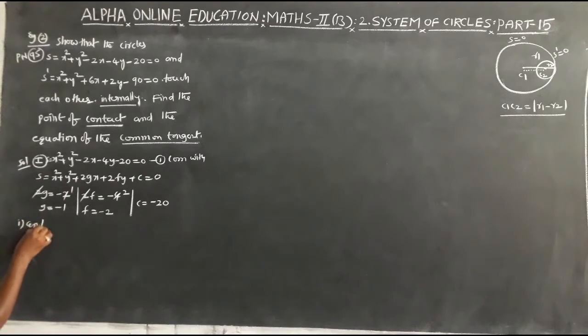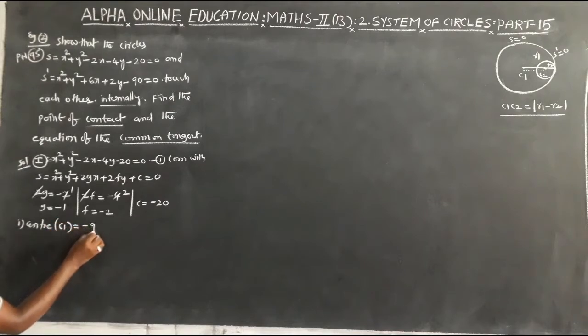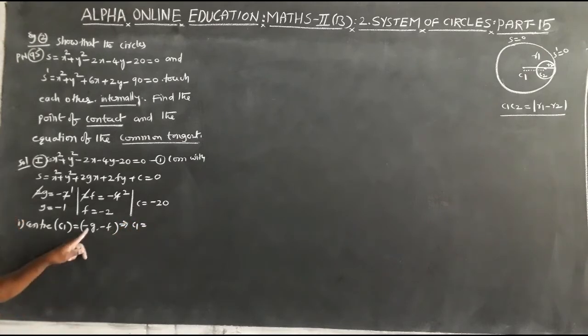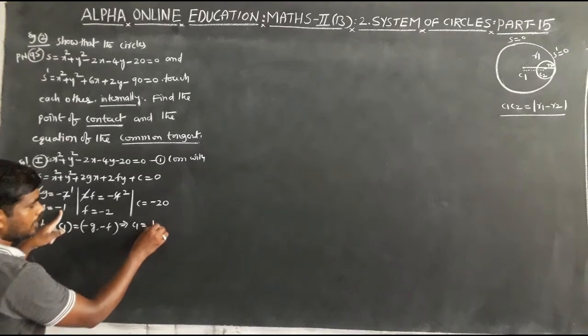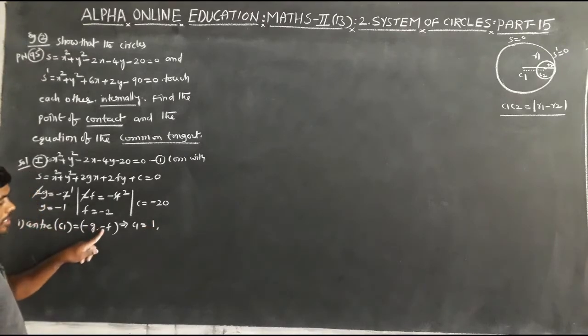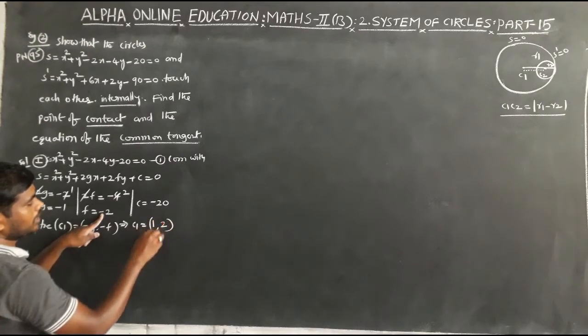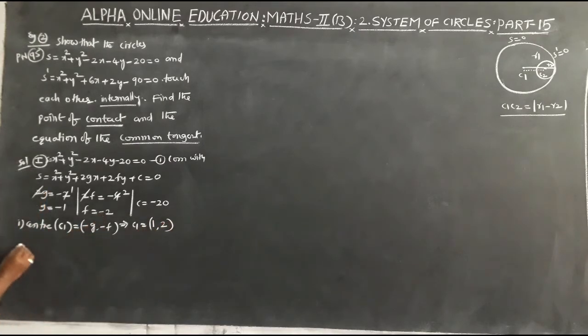First, find the center of the first circle. C1 = (−g, −f). G = −1, so minus into minus gives plus 1. F = −2, so minus into minus gives plus 2.